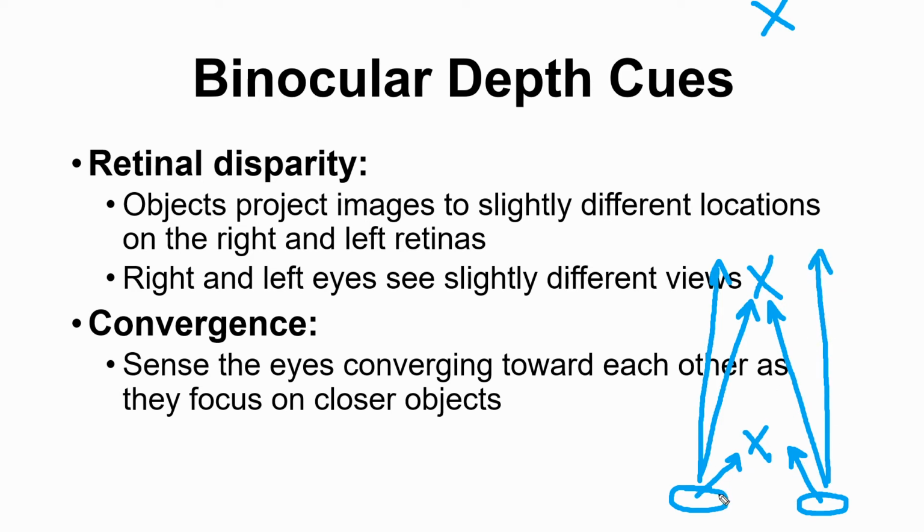So our brain can pick up on this degree of convergence, how much our eyes are looking inward towards each other, to figure out approximately how far away an item is from us.